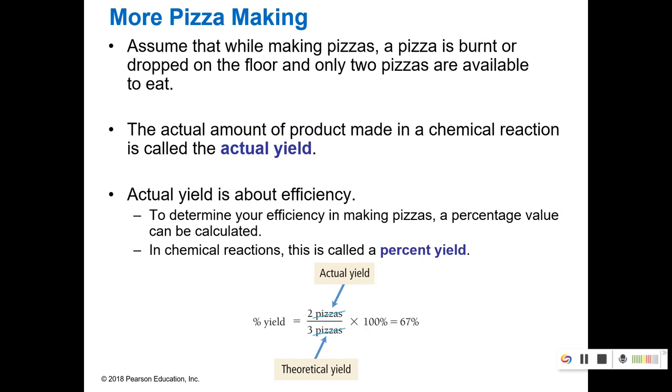All right, and then there's also actual yield. This is the actual amount that can be made. Okay, this is often done in lab. Most of the time this would be given to you. So often in lab, you've got a theoretical yield, and then you've got how much you actually make. And that actual yield is generally going to be smaller. If it's not smaller, something's wrong, because you can't make more than the theoretical yield.